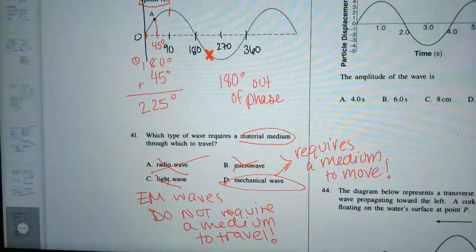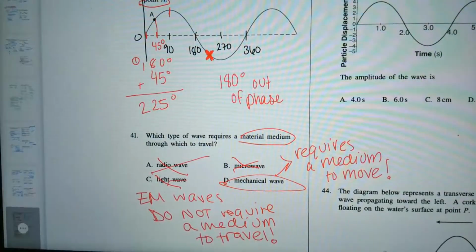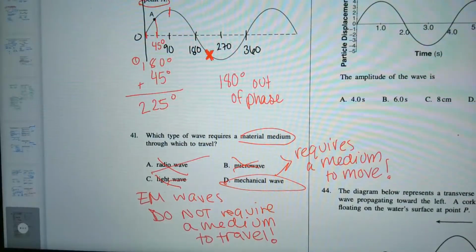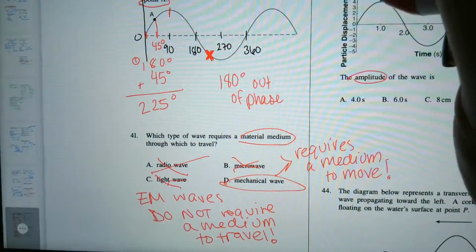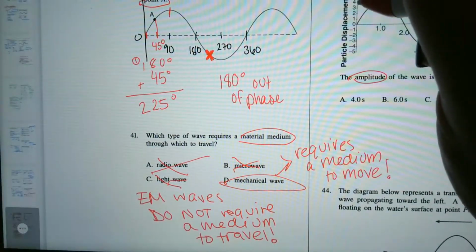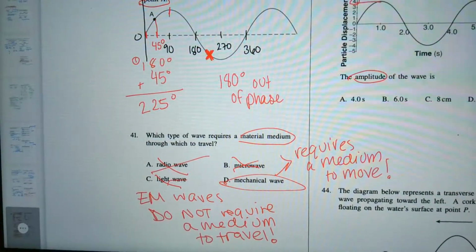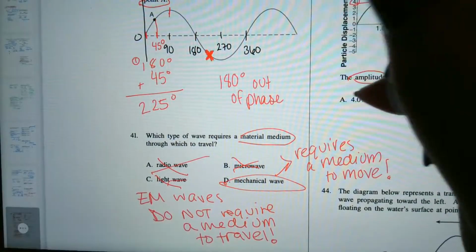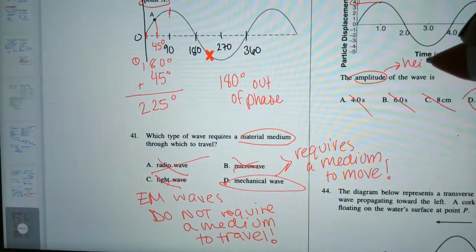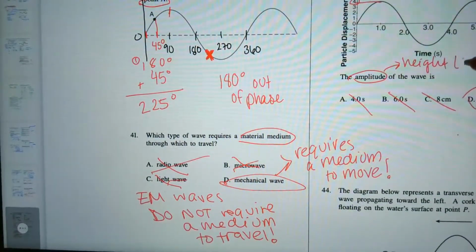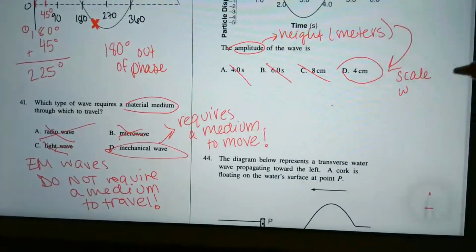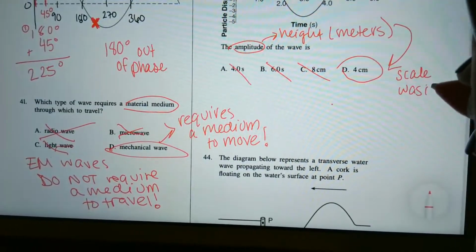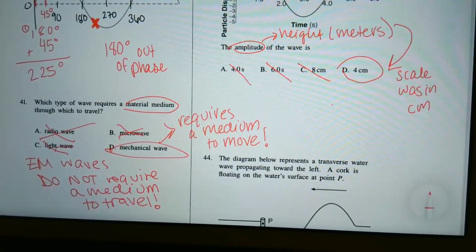Number 43. The graph below represents the displacement of a particle in a medium over a period of time. The amplitude of the wave is. So all I do is go to my crest and go across. I see it's at 4 centimeters. Amplitude is height, so it should really be measured in meters, but obviously in this case the scale was in centimeters.